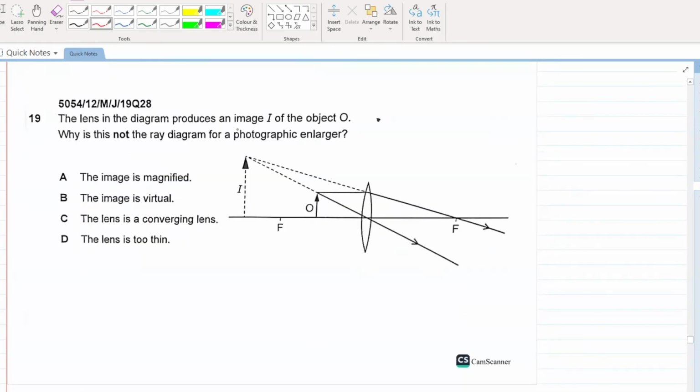The lens in the diagram produces an image of the object O. Why is this not the ray diagram for a photographic enlarger? For a photographic enlarger, the image is real. Here you can see the image is virtual. So this can't be a photographic enlarger.